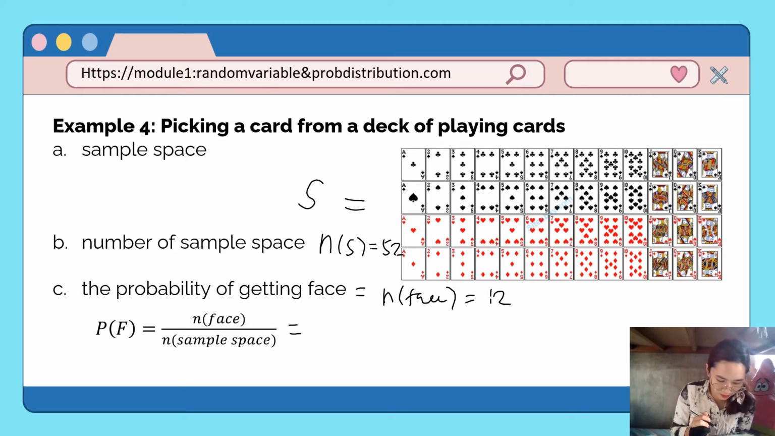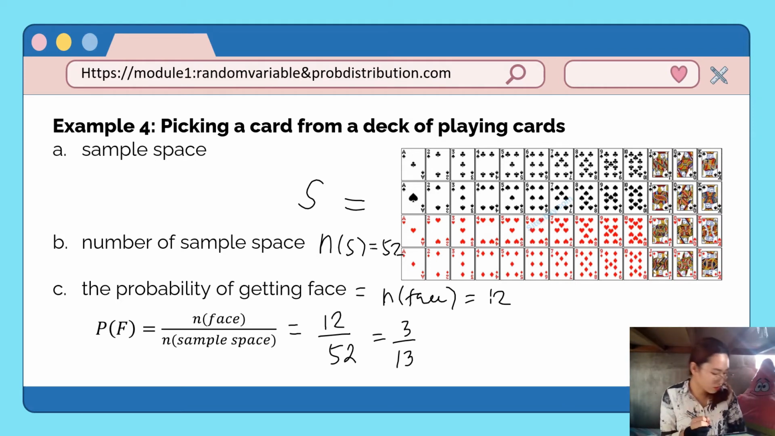So, yung probability of getting face natin is 12 out of 52. Or, sa lowest term natin, 3 over 13. In decimal, that is around 0.23. So, around 23% chance that you will get a face card.